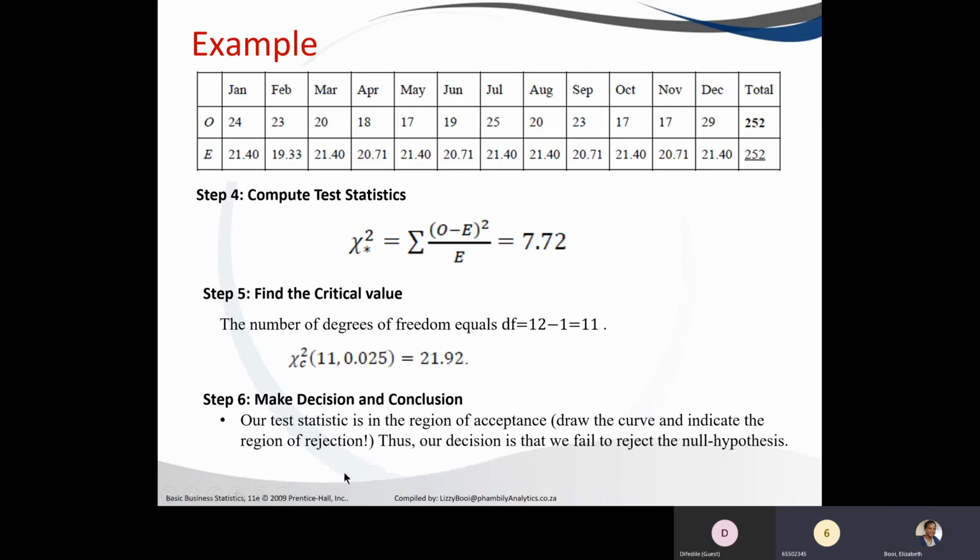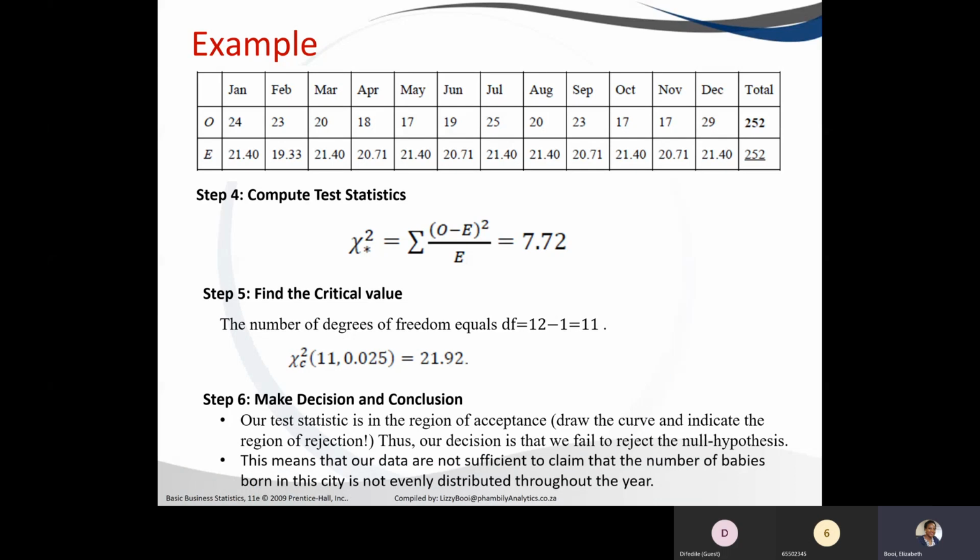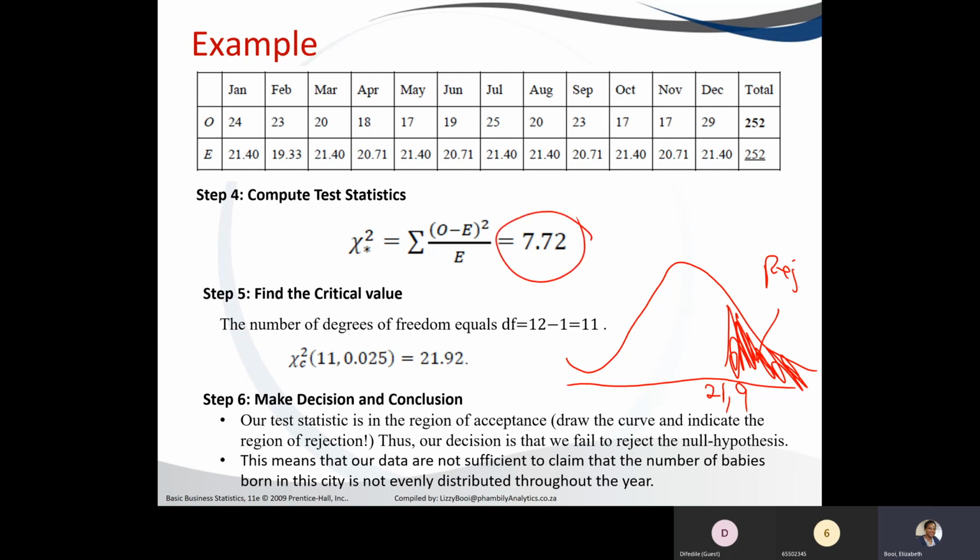Okay, sorry, we were here. So I was explaining that you come here and you draw your graph. On one side will be the rejection area, and on the other side will be your do not reject area, where your critical value will determine your rejection area. So now we take the 7.72 and locate it. If we do, we will find that it falls somewhere in the do not reject area. And that is why we fail to reject the null hypothesis.